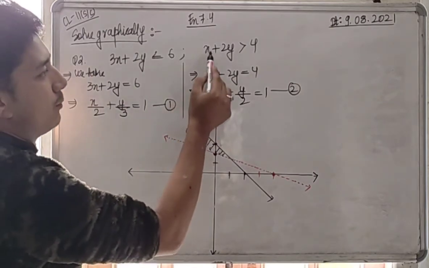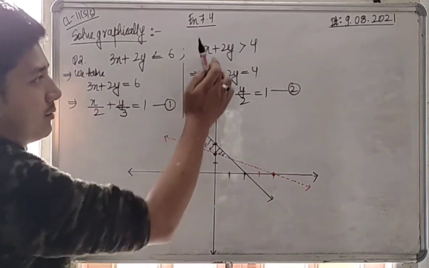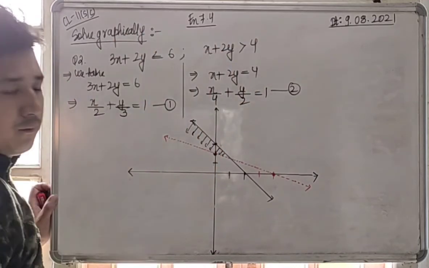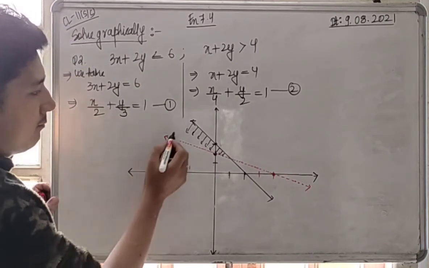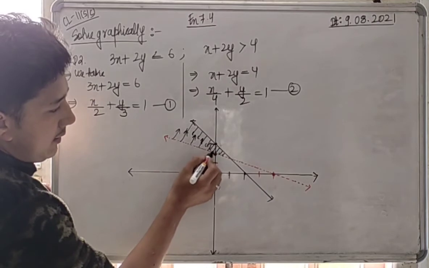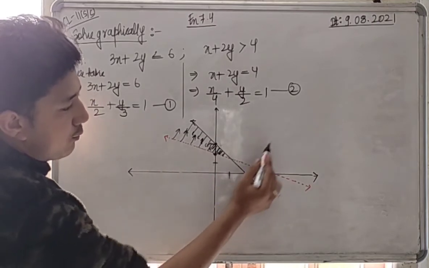Similarly, for this one, you put x equals to 0, y equals to 0. Obviously, it is not true because 0 is not greater than 4. It is false. So it will be away from the origin, which means this side. So if you see properly, this is coming this side and this is going this side.